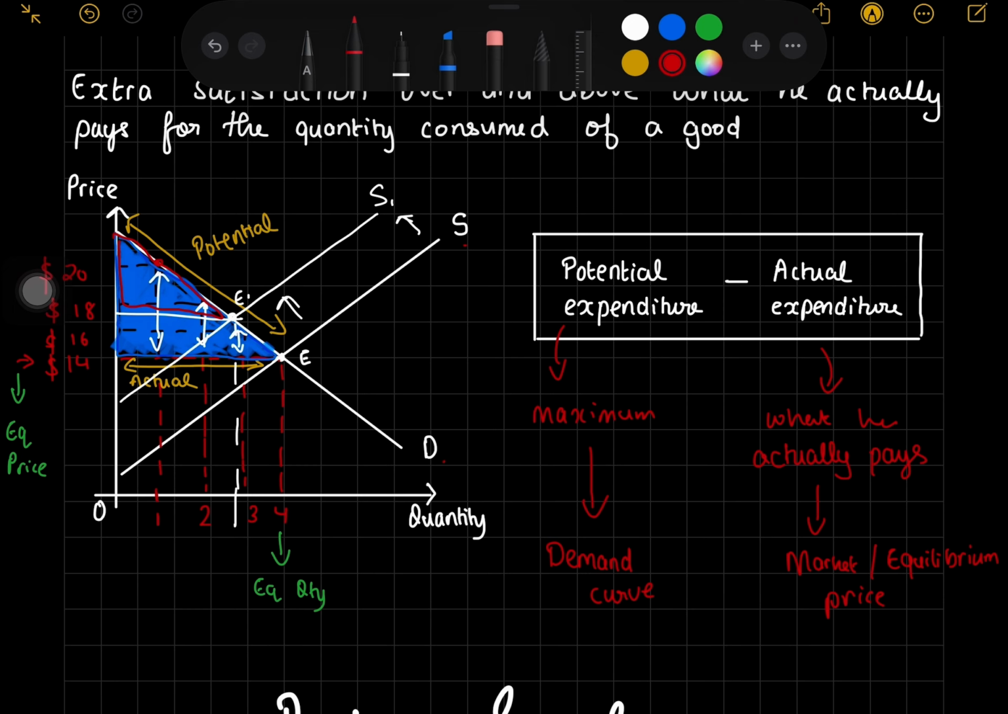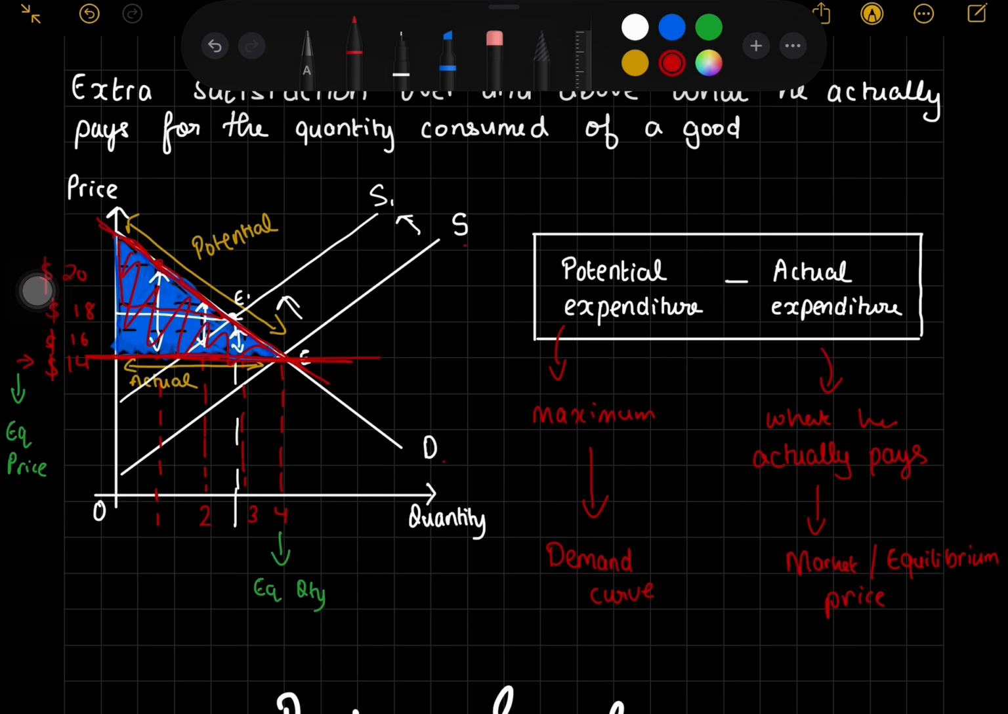So, where is consumer surplus situated? Let's say you have a question on that. Consumer surplus is the area above the price line. This is what we call our price line. And below the demand curve. This is our demand curve. Above the price line, below the demand curve, you're going to have this area. All right.